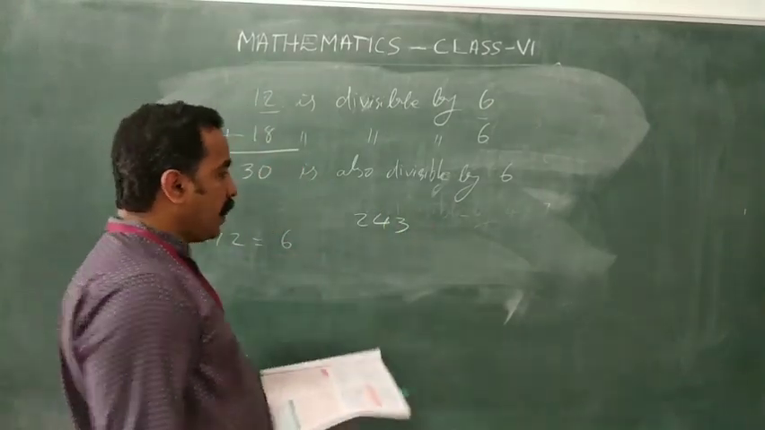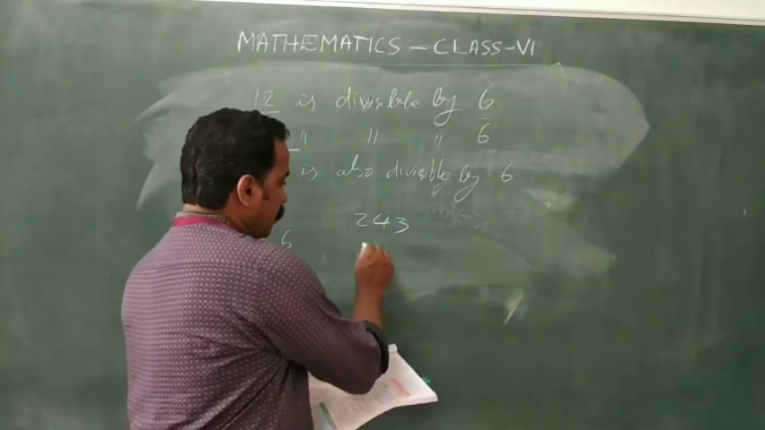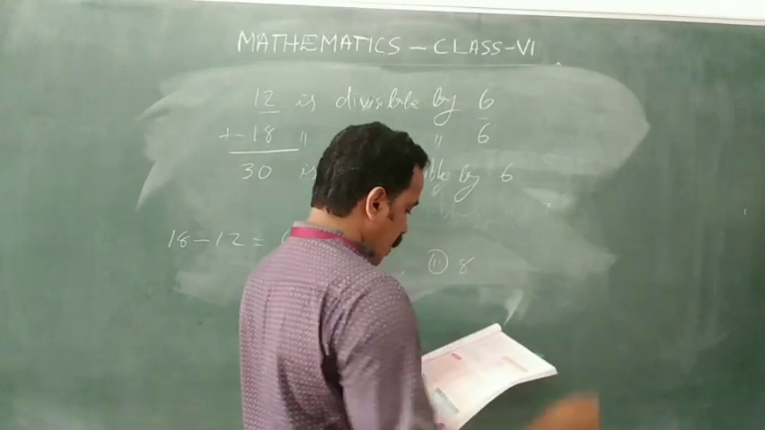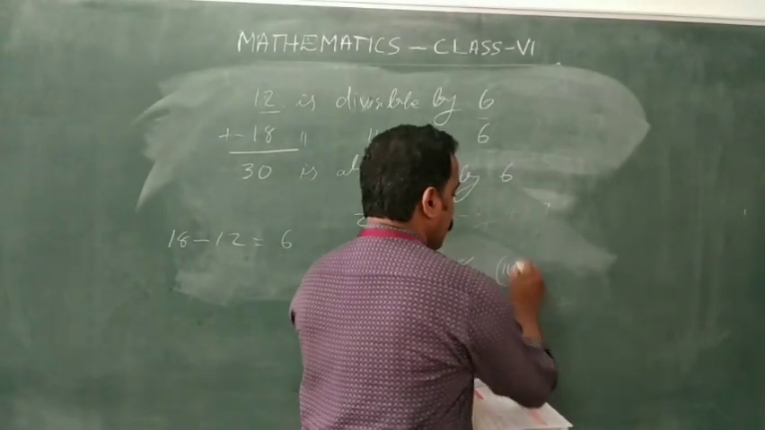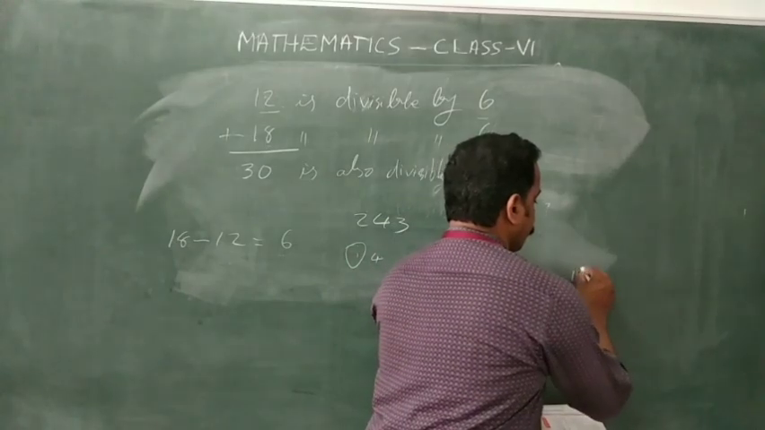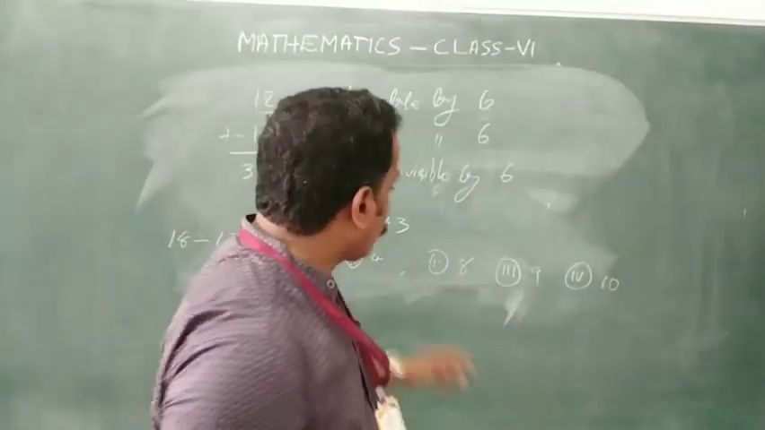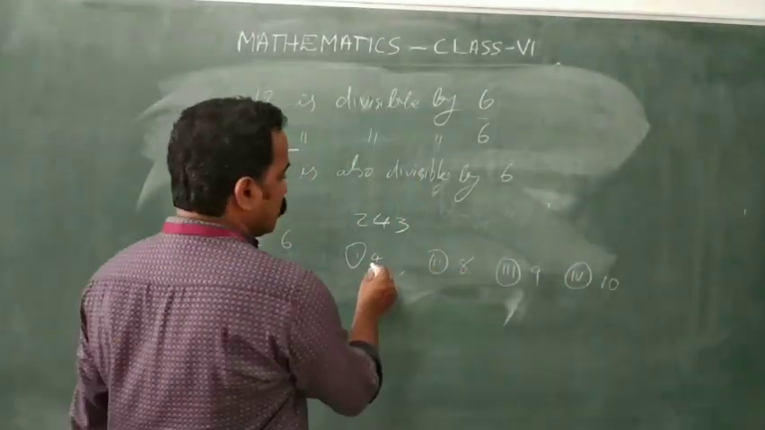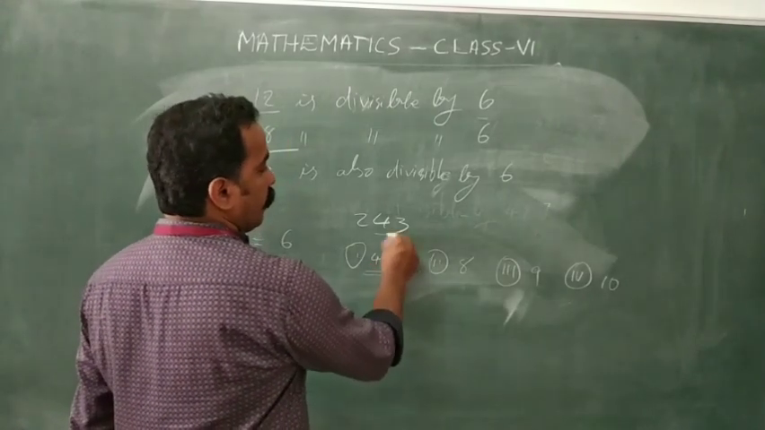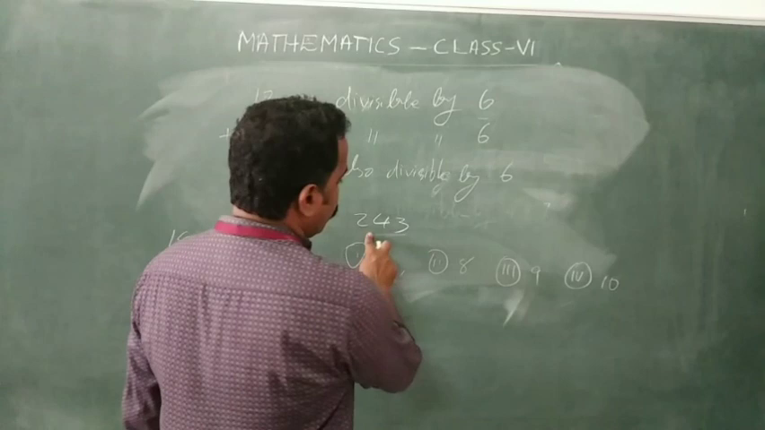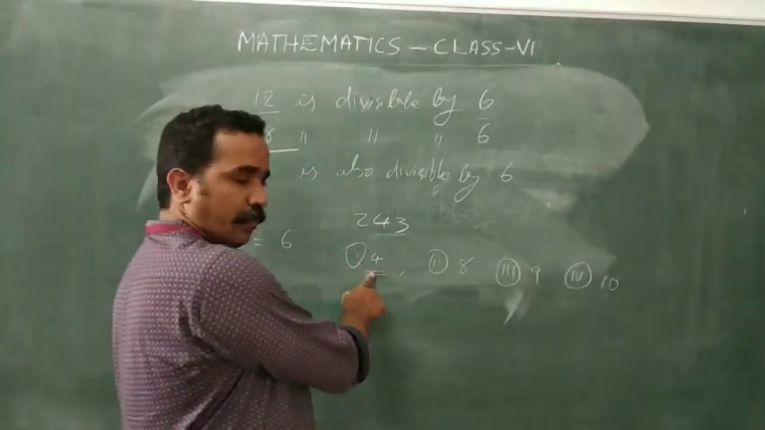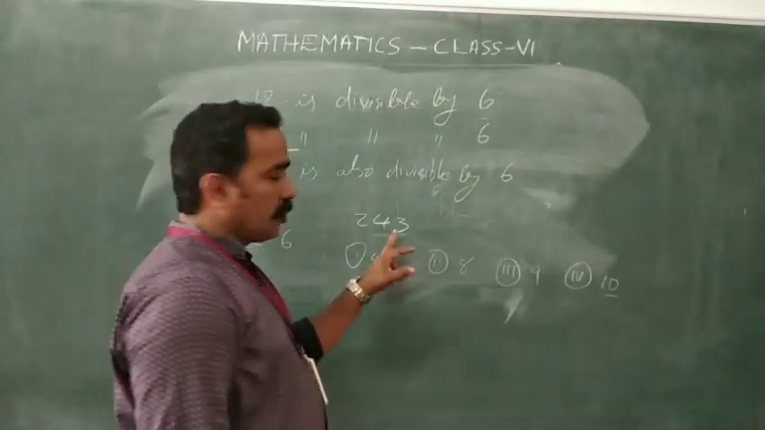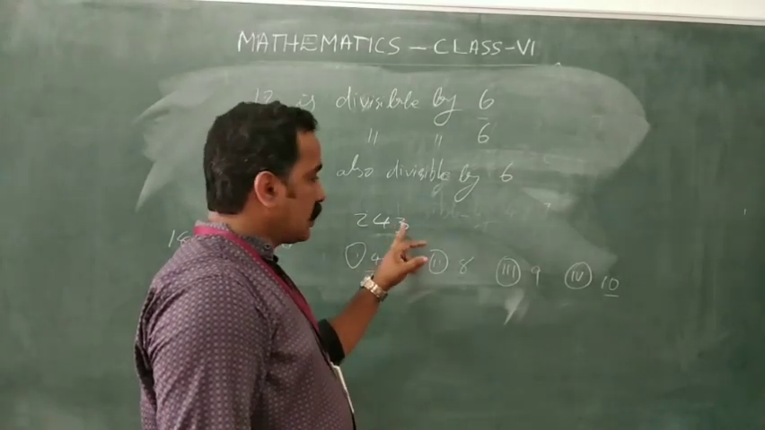243 is divisible by first option 4, second option 8, third option 9, and fourth option 10. Out of these four numbers, 243 is divisible by which number? It is not divisible by 4, because 43 is not divisible by 4, and it is not divisible by 8 also, because it is not divisible by 4. And 10, it is not divisible because here the last digit is 3. The last digit must be 0.